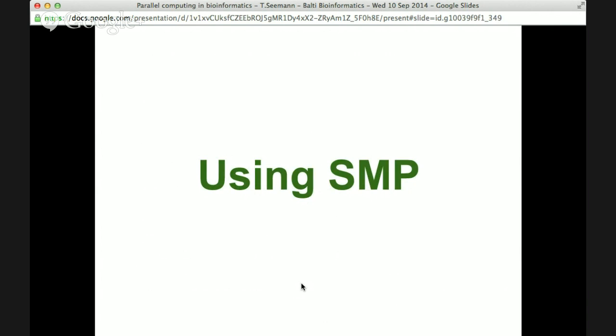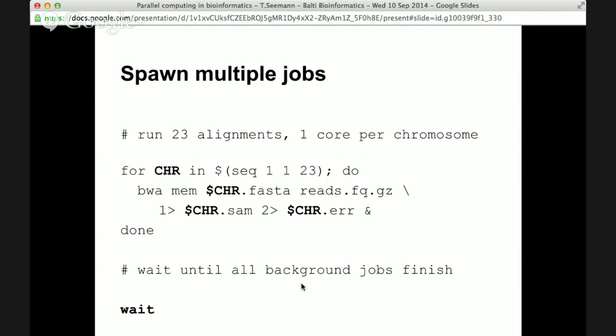So how can you use SMT? If you're not a programmer and can't access these intrinsics, then you can effectively do it using Unix. Here's an example where, say you had to do something for 23 chromosomes, you could loop over your chromosomes and run BWA to produce a SAM file for each one in the background in parallel. If you had more than 23 cores on your computer, you could write this loop, spawn them all in the background, and most importantly at the bottom there is the wait, which will ensure that all spawned jobs complete before the script continues on, where you could then combine the BAMs or SAMs or do whatever you want.